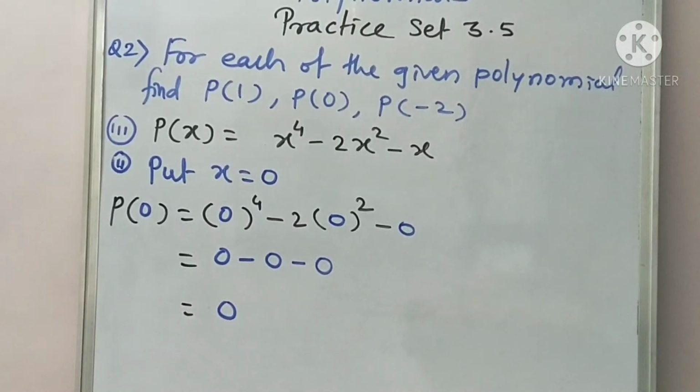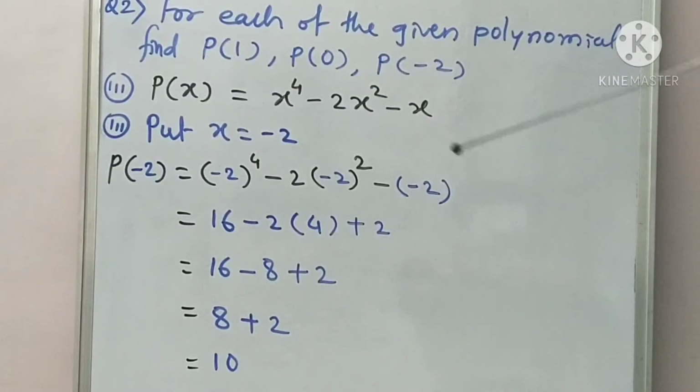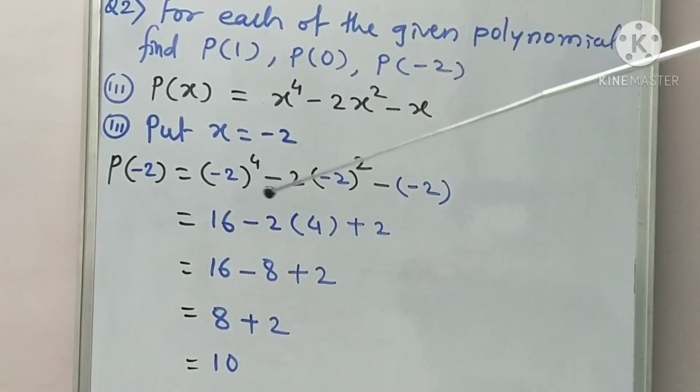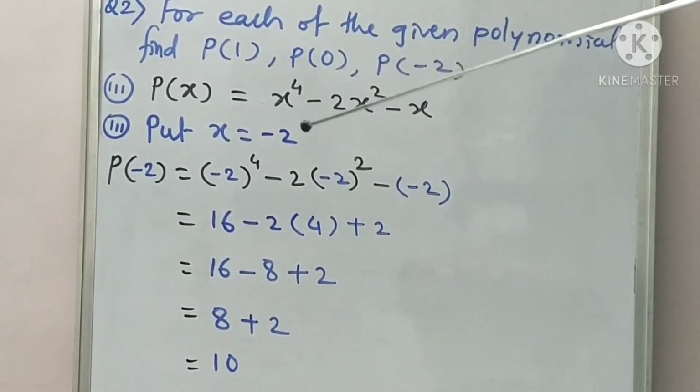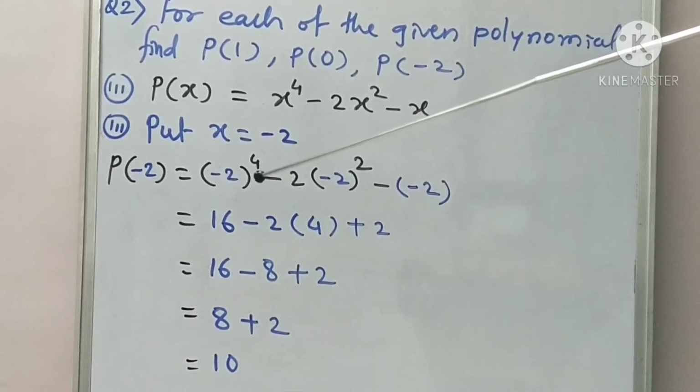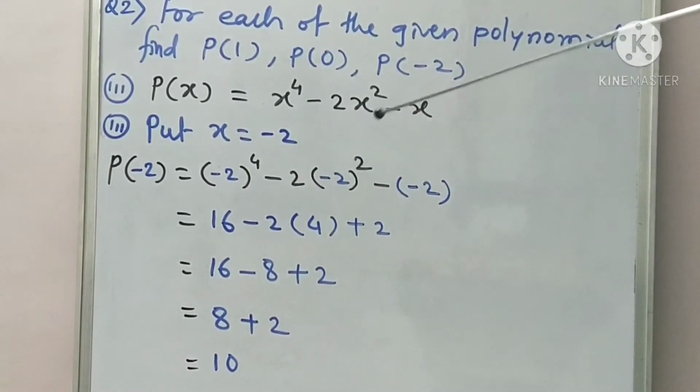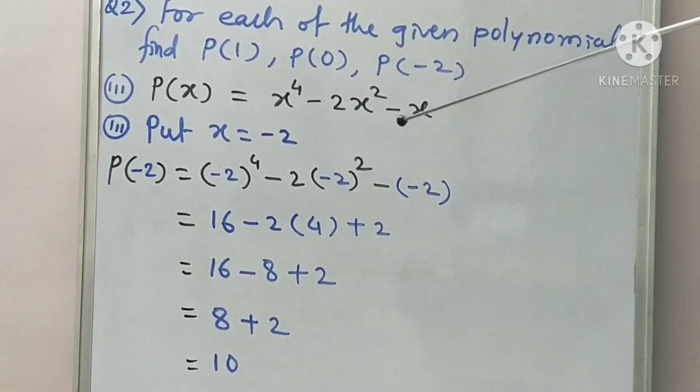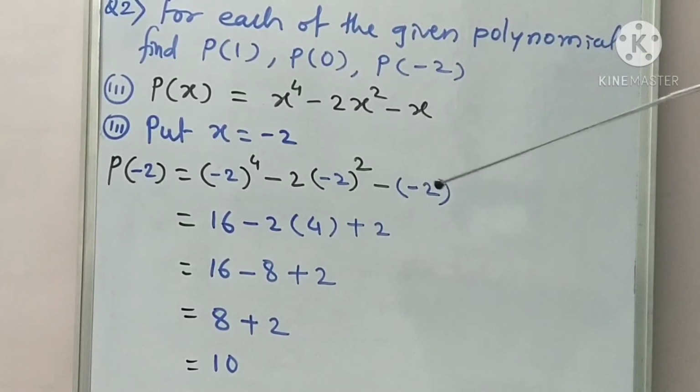And now we try putting x equal to minus 2. So here we simplify it for x equal to minus 2: minus 2 raised to power 4 minus 2 into the square of minus 2 minus, in the bracket also, the value of x as minus 2.